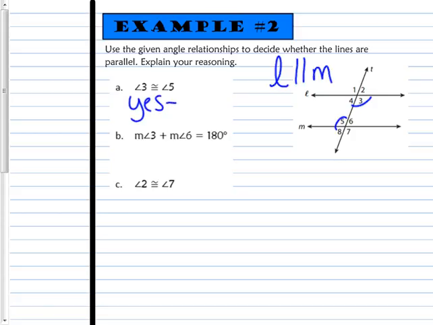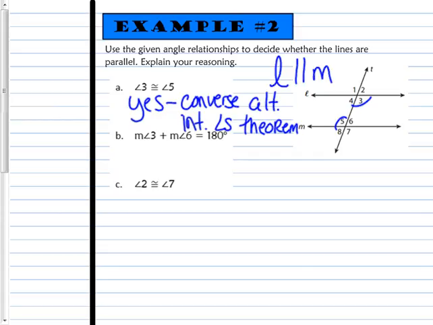And I know it's enough according to the converse of the alternate interior angles theorem. So if you do not have your notes out from last lesson, I would highly suggest having them out, because the converse of the alternate interior angles theorem states that if we have a pair of alternate interior angles that are congruent, then their lines are parallel. And so the answer would be yes.